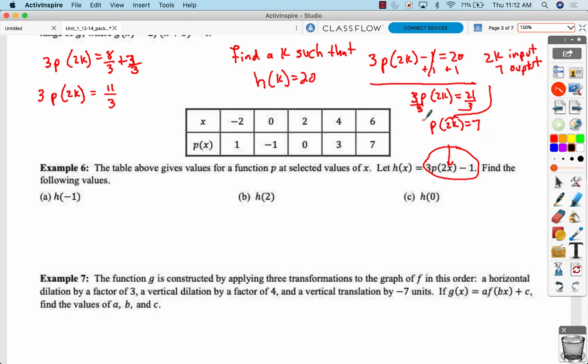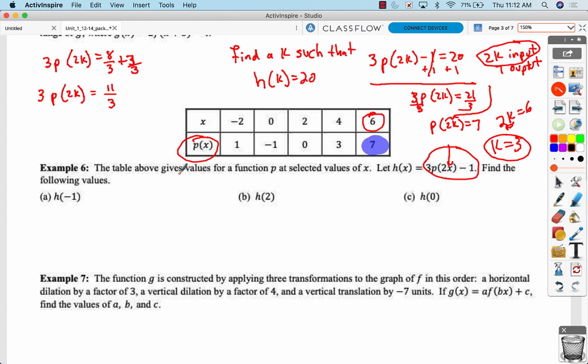For p, here's my p. What's the output? My output's 7. What was the input? 6. What's my input? 2k. So you have to say 2k equals 6. What's the k? What's the number that you can multiply to the 2 and get 6? So your final answer is k equals 3. Okay? It's basically working backwards from your transformation.